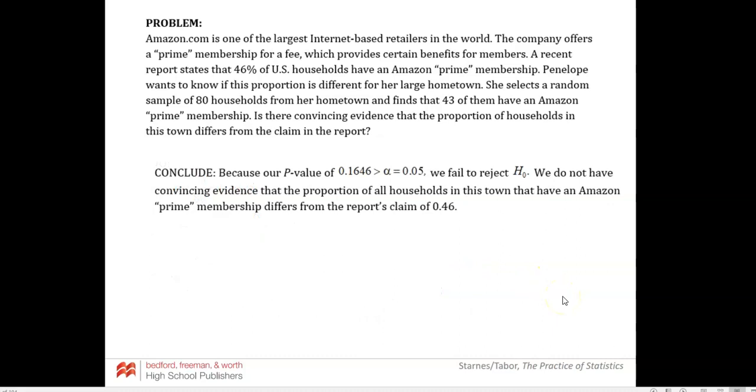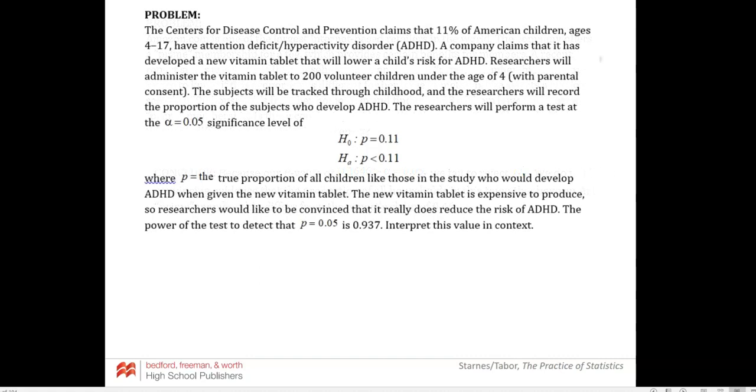Conclude: because our p-value, 16%, is bigger than 5%, we fail to reject the null. We do not have evidence that the proportion of households that have an Amazon Prime membership differs from 46%. So we don't have enough evidence to say that's true.